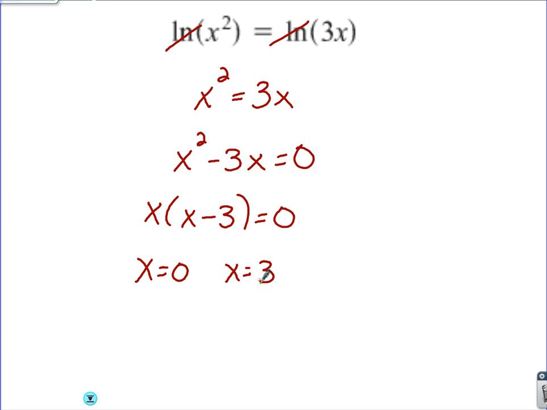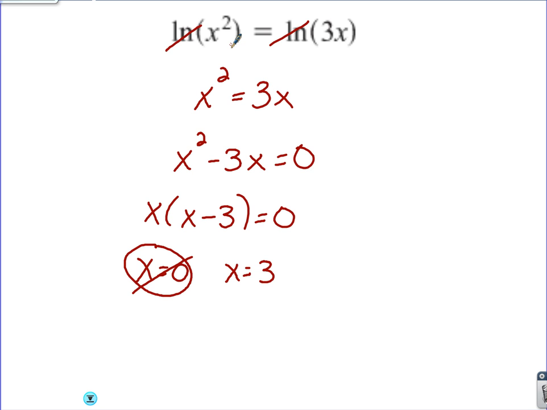Always check. Anytime you have domain restrictions, always check for extraneous values. You have extraneous values here. You cannot take the log of 0. If you plug 0 in, natural log of 0 equals natural log of 0, you cannot take the natural log of 0. That's not in its domain.